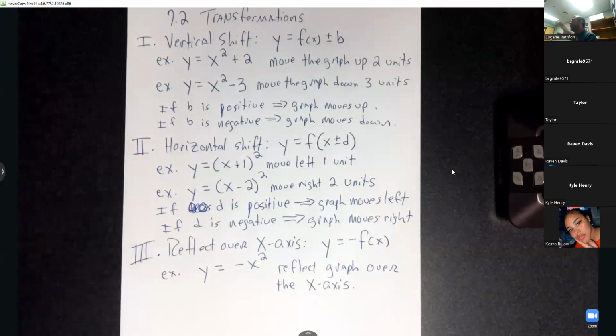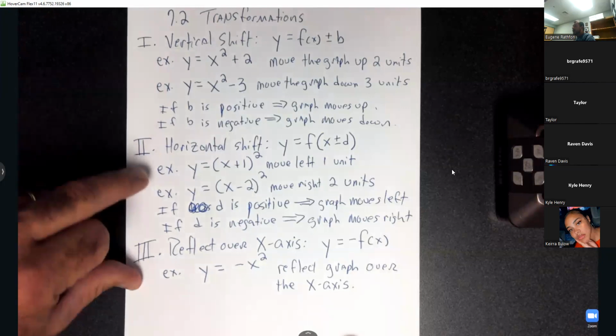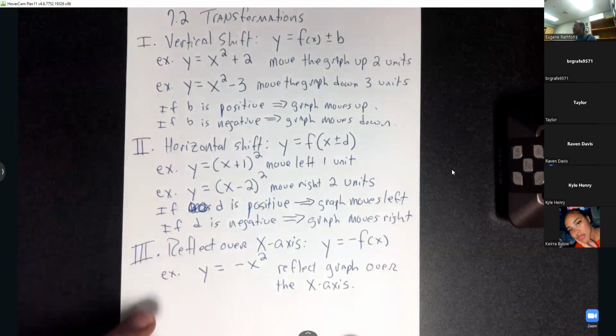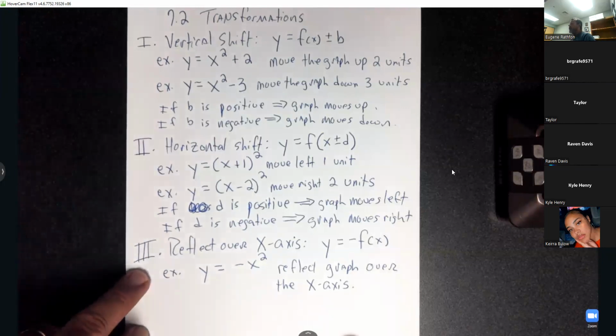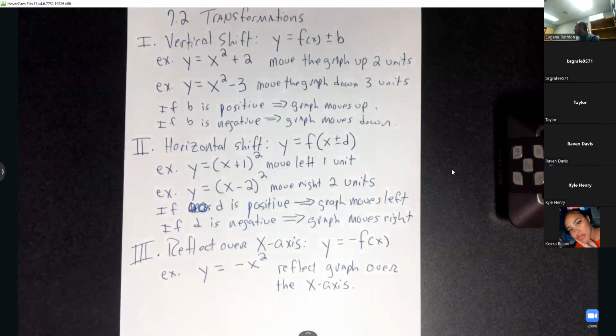Now, we can reflect over the y-axis, but we're not going to mess with that at this time. The only 3 shifts we'll do are a vertical shift, a horizontal shift, and we'll reflect over the x-axis. I'm going to let y'all write that real quick, and then I'll start showing y'all some examples.